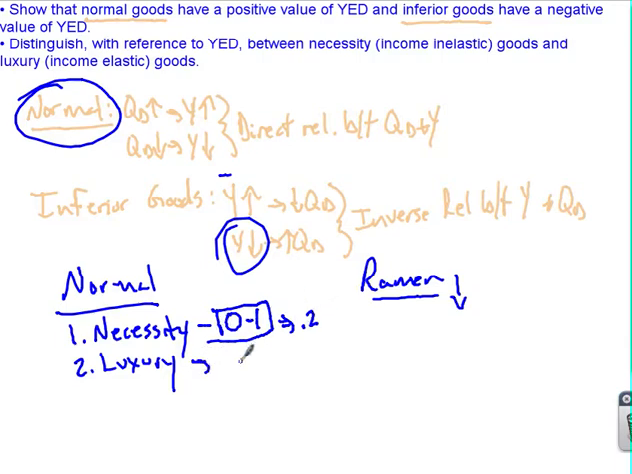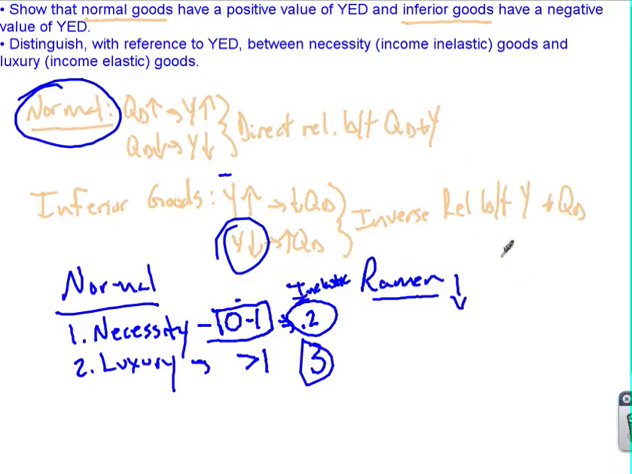A luxury is anything greater than 1. And so over here in the example that we did, we had shoes. We said that that was a 3. All right, that means that shoes would be considered a luxury good. Okay, so I think we got that. Distinguish with reference to income between necessity, income inelastic. So yeah, if this coefficient is between 0 and 1, we would call this an inelastic income good. All right, and then luxury would be an elastic good.